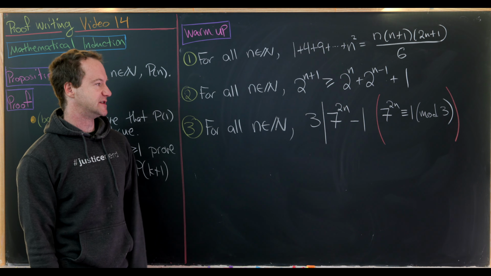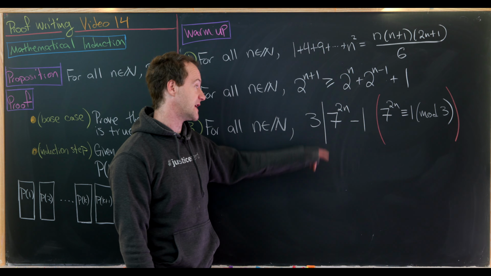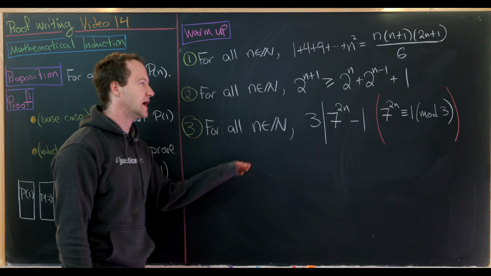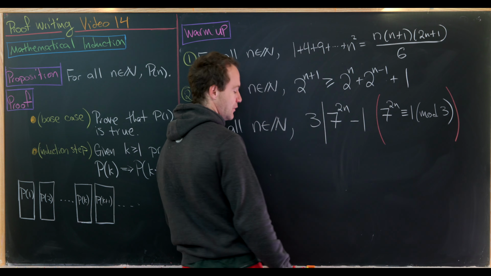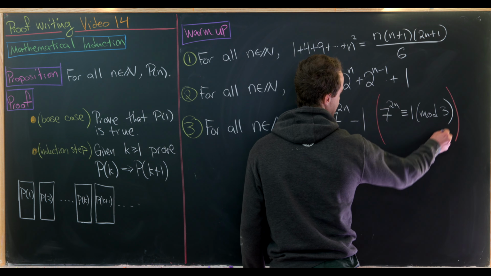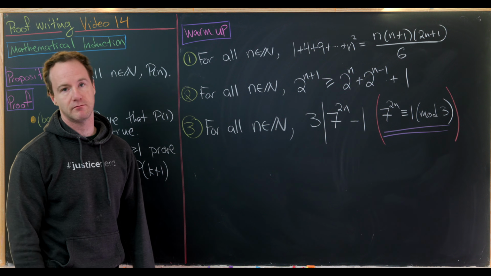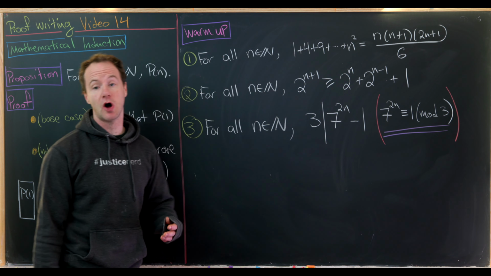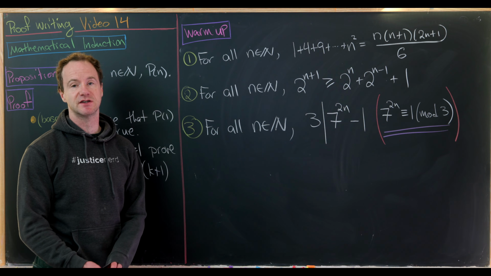And then finally, a divisibility problem. Show for all natural numbers n that 3 divides 7 to the 2n minus 1. In other words, 7 to the 2n minus 1 is a multiple of 3, or if you want to work with congruence mod 3, that's the same thing as saying 7 to the 2n is congruent to 1 mod 3. So there might be a really simple way to do this, but recall that our goal here is to prove this by induction for practice. And that's a good place to stop.